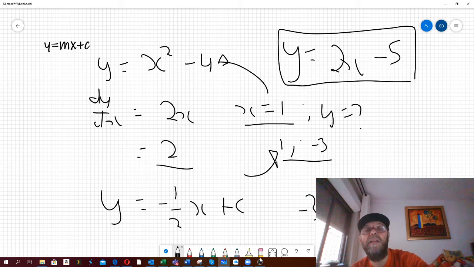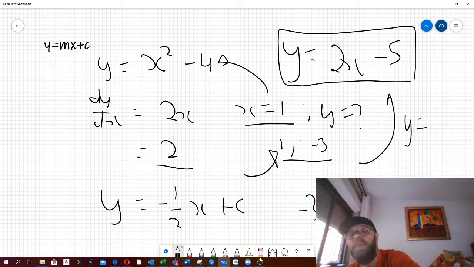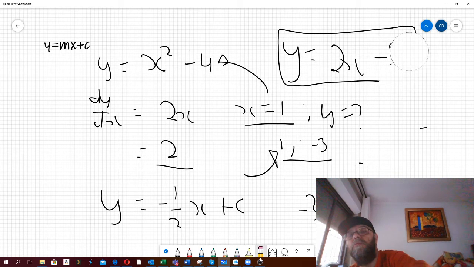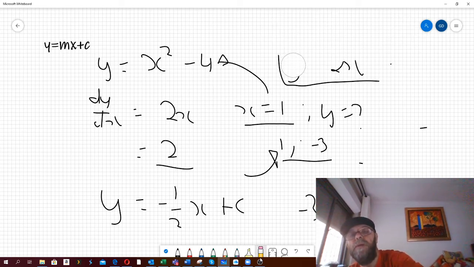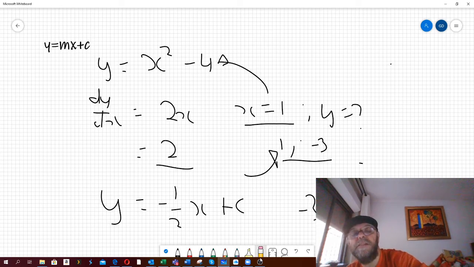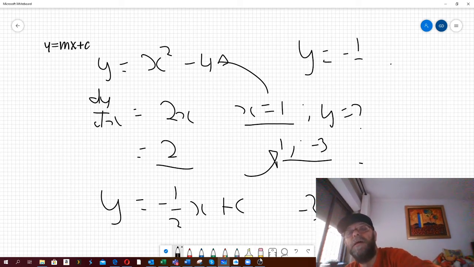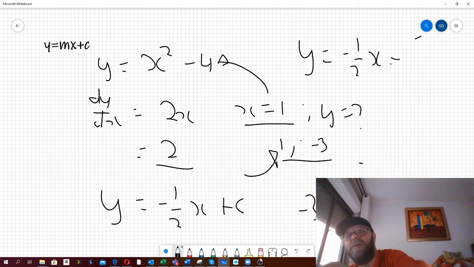That gives me a final equation here of y equals minus a half x. Sorry, let me erase that quickly. In fact, I'm going to erase the whole one up here as well. I'll write it up top there. y equals minus a half x minus 5 over 2.